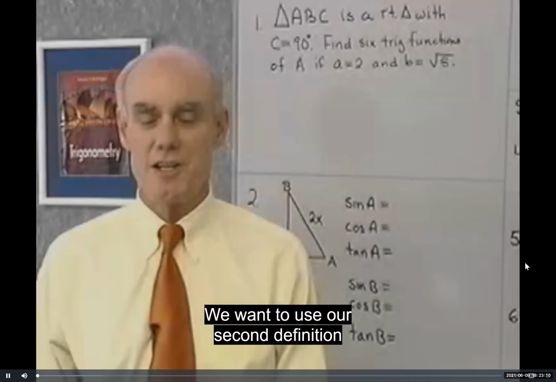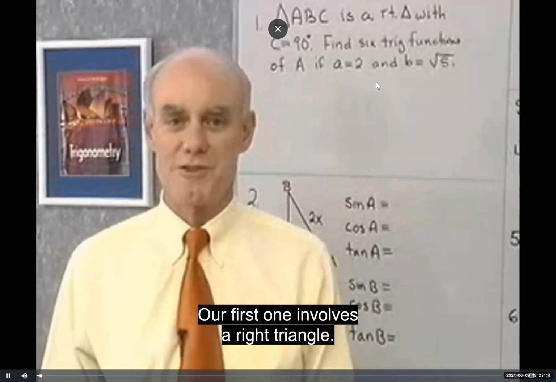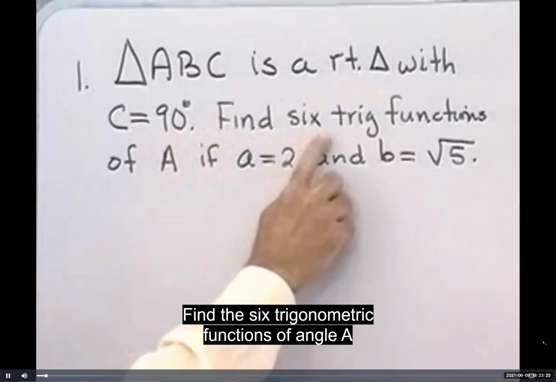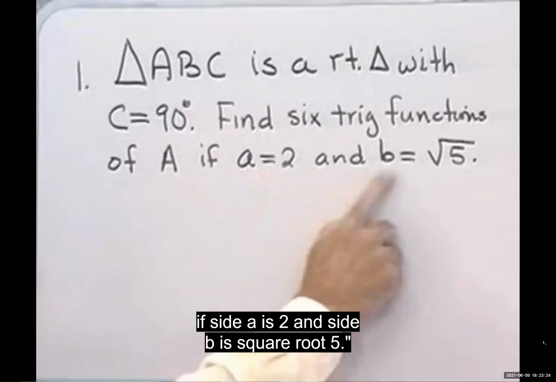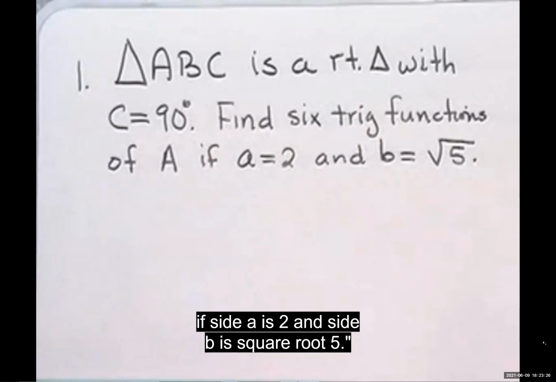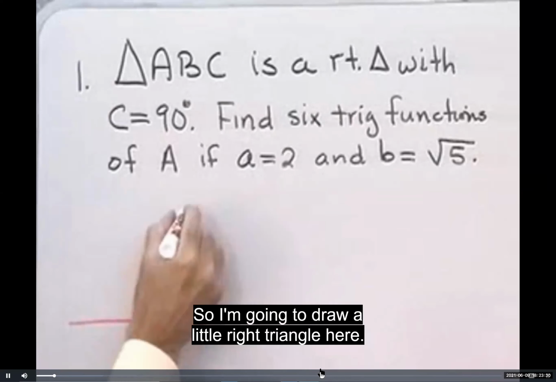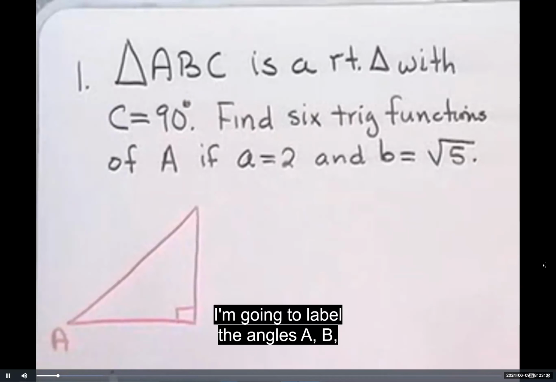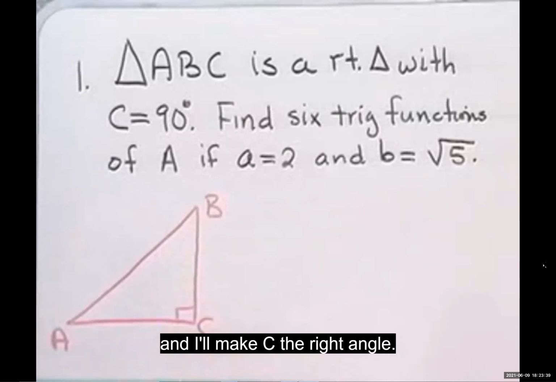We want to use our second definition for the trigonometric functions to work some problems. Our first one involves a right triangle. It says triangle ABC is a right triangle with C equal to 90 degrees. Find the six trigonometric functions of angle A if side A is 2 and side B is square root 5. The first thing we want to do is draw a little picture for reference. I'm going to draw a little right triangle here. It doesn't have to be accurate. I'm going to label the angles A, B, and I'll make C the right angle.